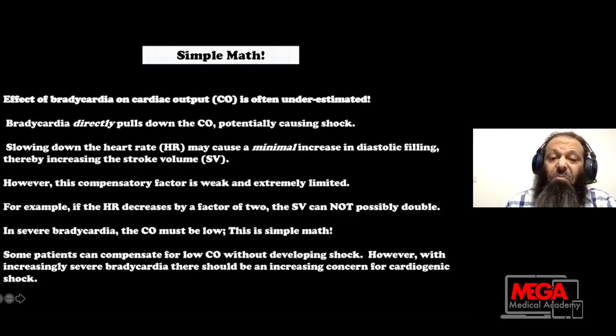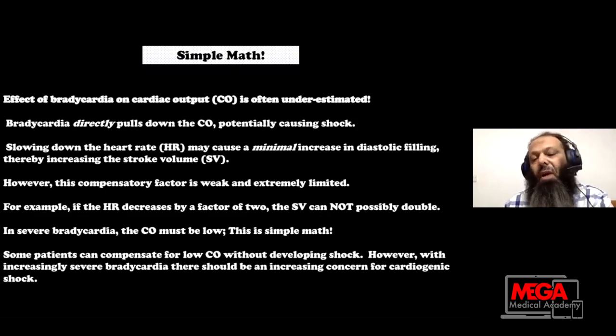However, this compensatory mechanism, which is increasing the stroke volume, is still weak and extremely limited, based on the cardiac function, the ejection fraction, the restrictive pattern. So most of the time you cannot rely on the compensatory mechanism of increasing stroke volume. For example, if the heart rate decreases by a factor of 2, we will not find the stroke volume doubling to compensate for the bradycardia. So there is no proper matching between the stroke volume rise and the decrease in the heart rate.